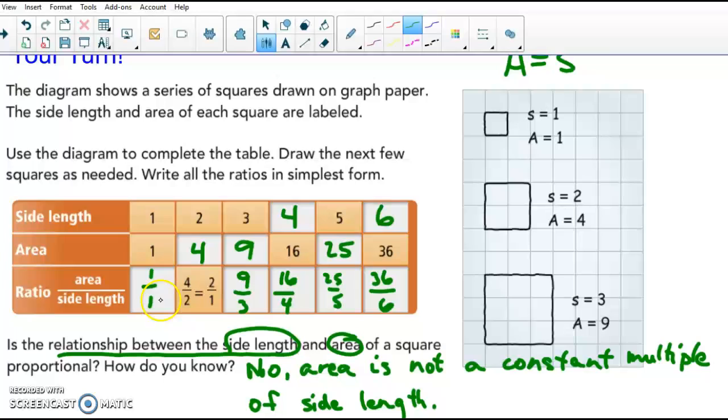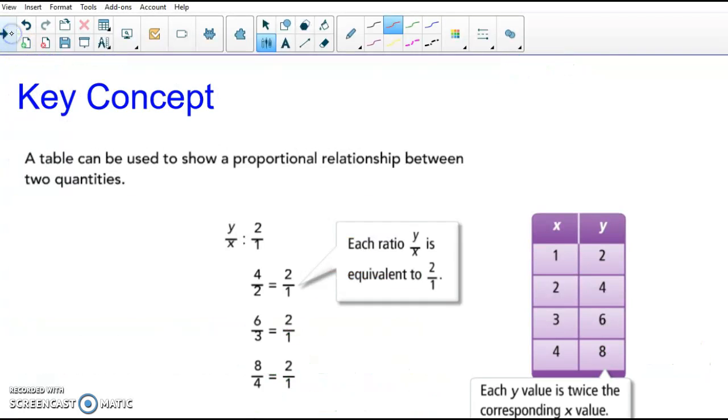length. In my first column of the table, the ratio is 1 to 1. In the second column of my table, the ratio is 2 to 1. And as I simplify these ratios in the following columns, I get 3 to 1, 4 to 1, 5 to 1, 6 to 1. So it's not a constant multiple, which means it's not proportional.